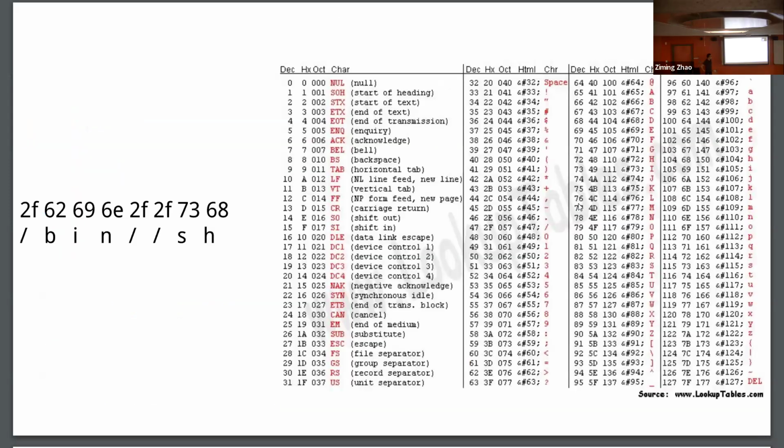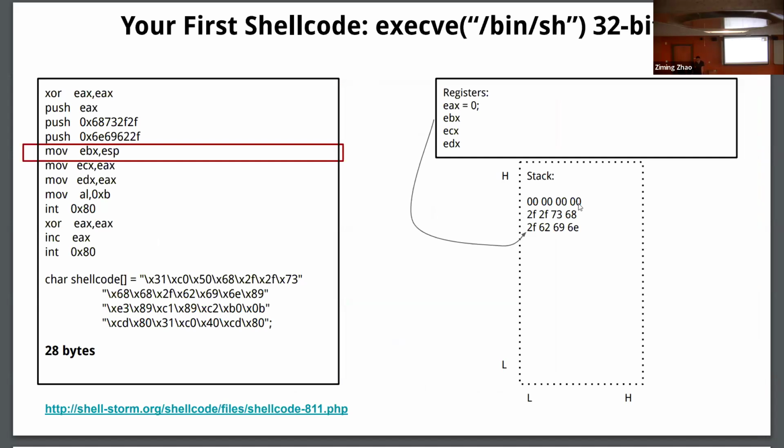So the string we're pushing there is just /bin//sh. I already explained last time why we have 2 slashes here. After that, we are moving ESP to EBP. So where is ESP before? ESP points to this string because we just pushed it, which means ESP has the address of the string. Then we are moving the address of the string to the register EBX. So we're setting up for the system call, and EBX has the program's address.